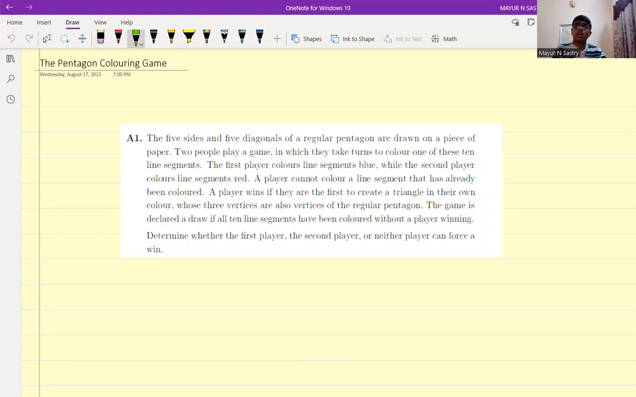The game is won by a particular player if he completes a triangle whose sides are all of his color. That is, for player A, if he completes a triangle with all sides blue, then he wins. And if player B, the second player, completes a triangle whose sides are all red, then he is the winner. So that is the winning condition of the game.